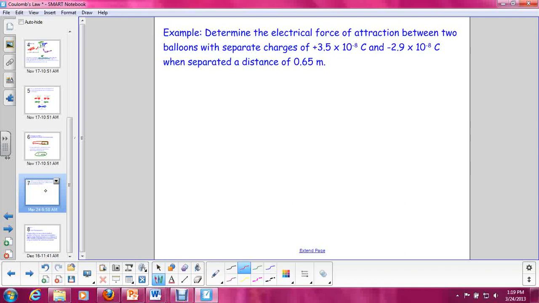What is going on here? So we have two charges, we have two balloons. So this is my balloon and here's another balloon. That is a weird looking balloon, but go with me. So this one has a charge of positive 3.5 times 10 to the minus 8, so this is overall positive. And this is a charge of negative 2.9 times 10 to the minus 8, so this is negative. So looking at this picture, we have a positive and a negative. Opposites, they are going to attract.